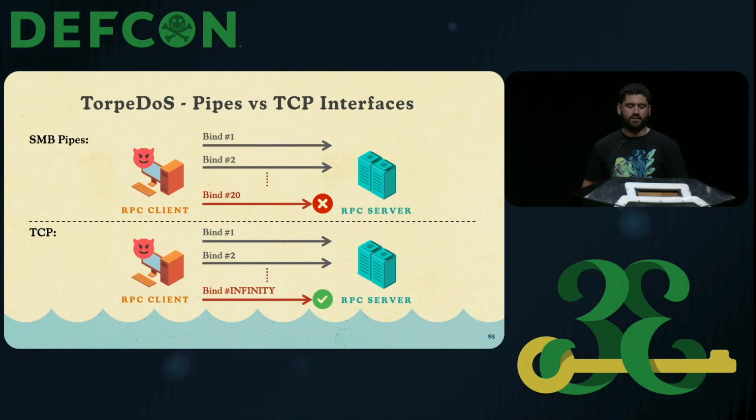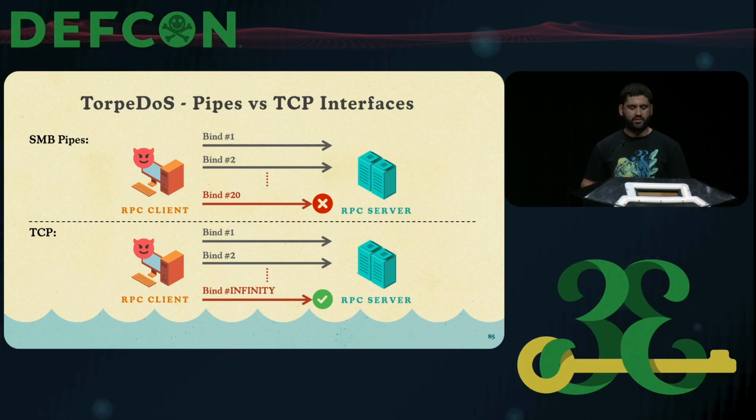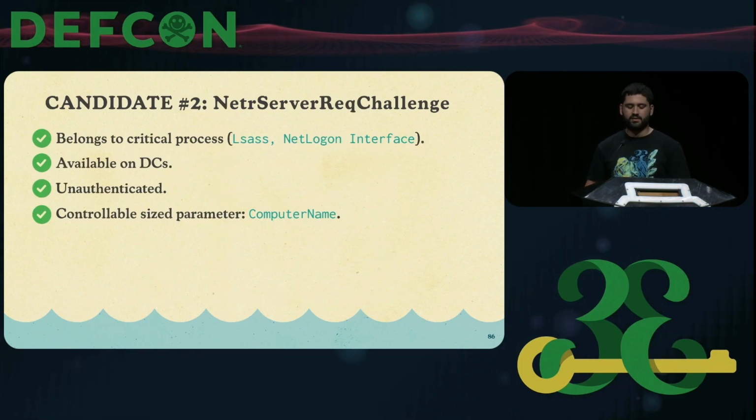On Windows endpoints, SMB RPC pipes limit the number of simultaneous bindings, which is bad for torpedoes. Only a small amount of bind-only connections are allowed. However, TCP interfaces have no such limit, making torpedoes very effective. No common DDoS mitigation, such as per-IP rate limits or aggressive timeouts, applies here. Let's see torpedoes in action.